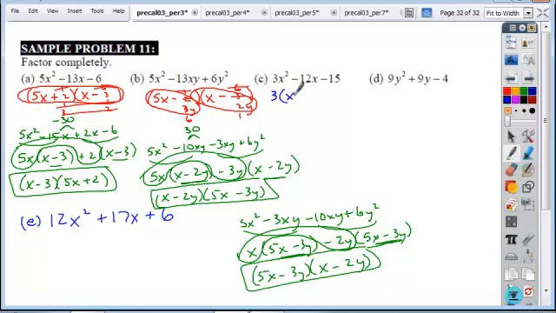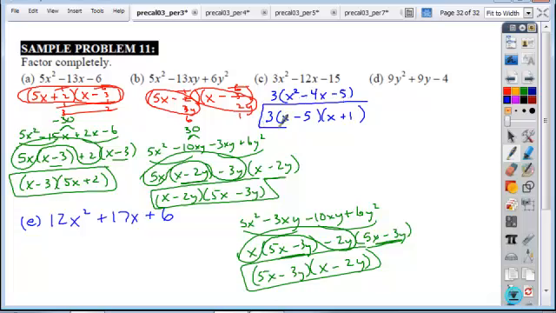If you take out a 3, you get x squared minus 4x minus 5. And now, when you simplify, reverse foiling is the ideal method because your first terms have to be x. What two factors of negative 5 have a sum of negative 4?